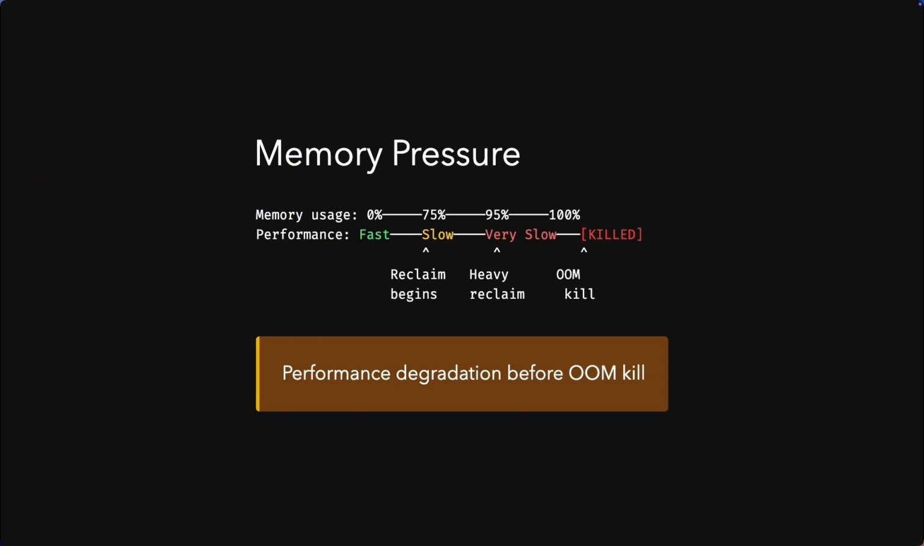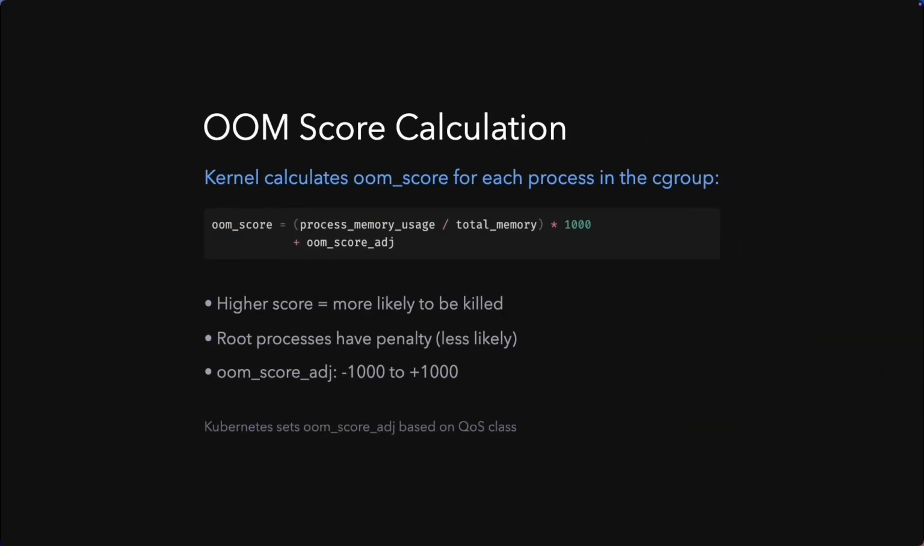But which process gets killed? The kernel calculates an OOM score for each process in the cgroup. A higher score means more likely to be killed, and root processes have a penalty, making them less likely. And also, there is OOM score adjustment. It can be set per process, from -1000 to +1000.